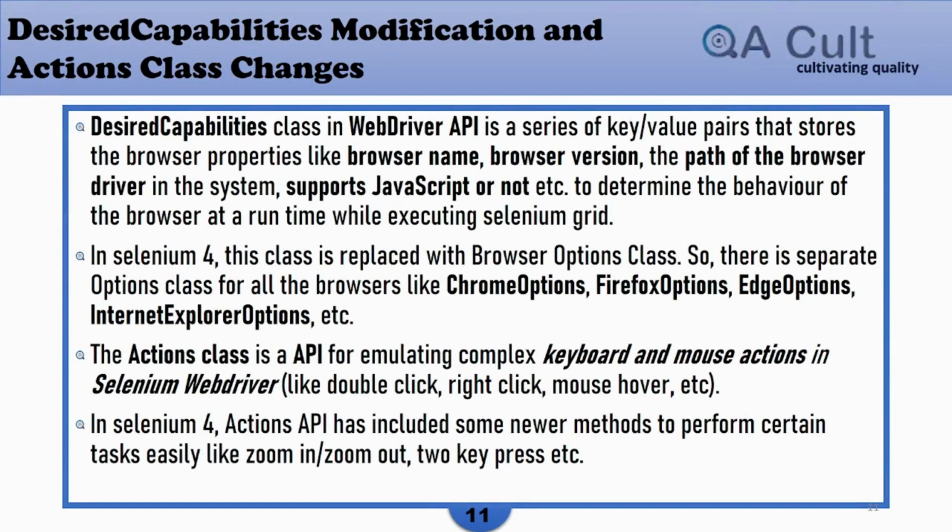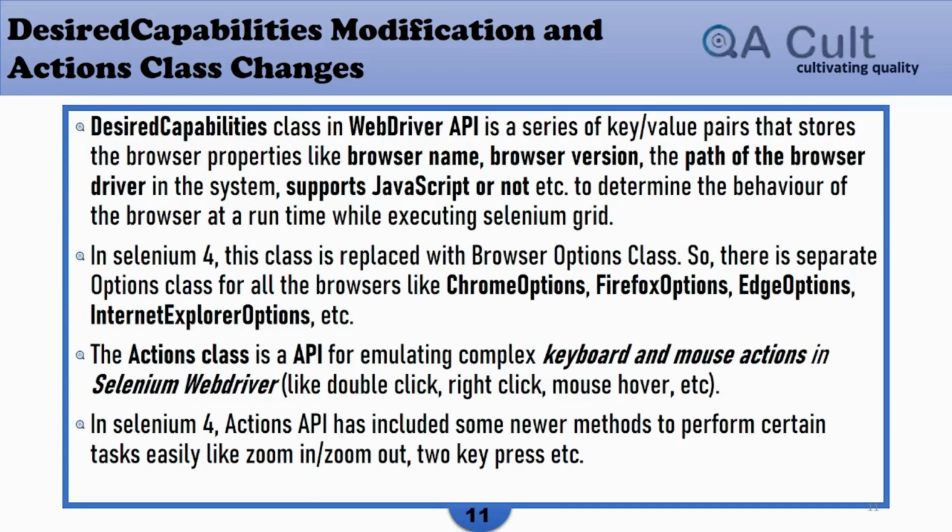And there is also some modification in the DesiredCapabilities class and some changes in the Actions class. You already know that the DesiredCapabilities class in the WebDriver API is a series of key and value pairs that store browser properties like browser name, browser version, the path of the browser driver, whether it supports JavaScript or not, and all these properties determine the behavior of the browser at runtime while executing Selenium Grid. But in Selenium 4, this DesiredCapabilities class is replaced with the browser options class. So now there is a separate options class for all the browsers, like ChromeOptions for Chrome, FirefoxOptions for Firefox, EdgeOptions for Edge, and InternetExplorerOptions for IE browser.